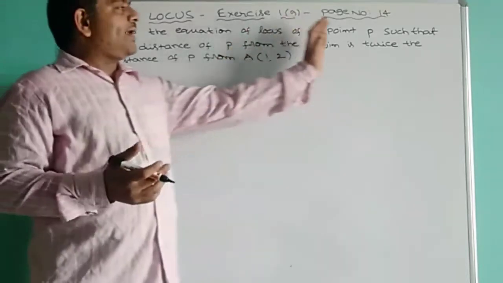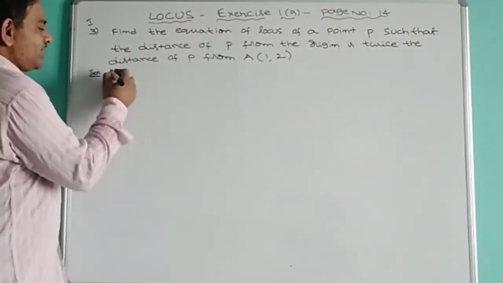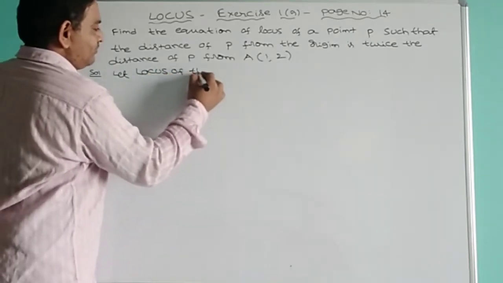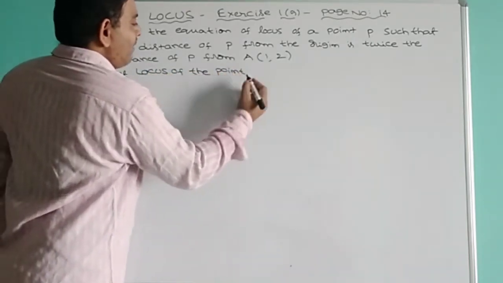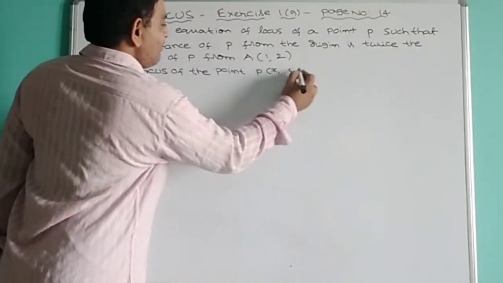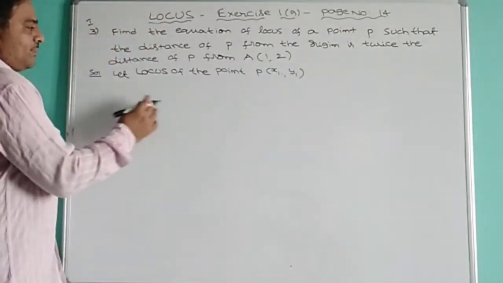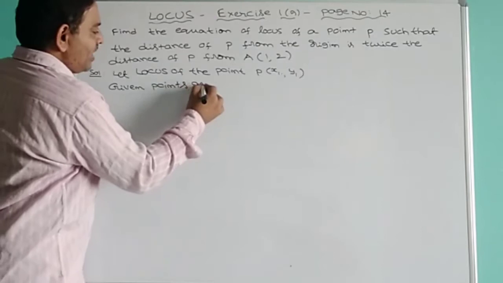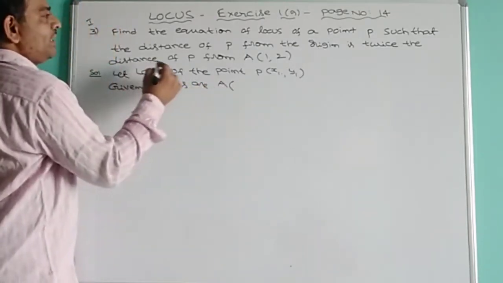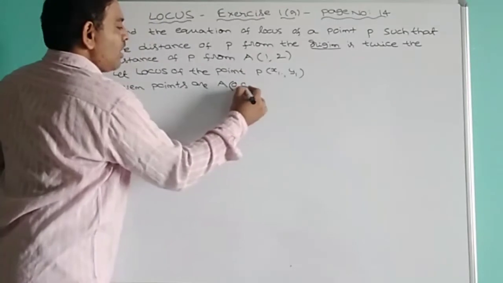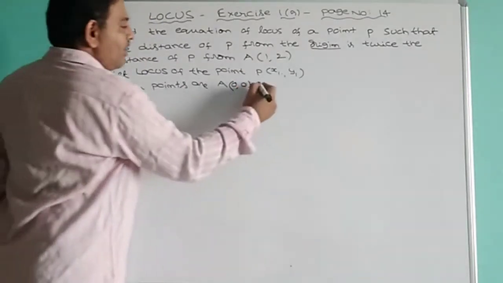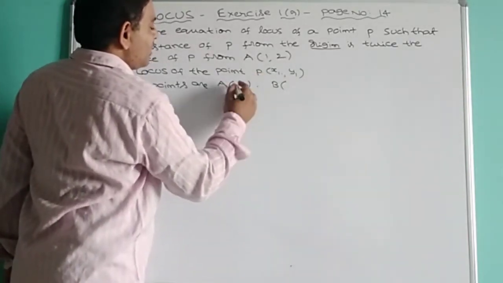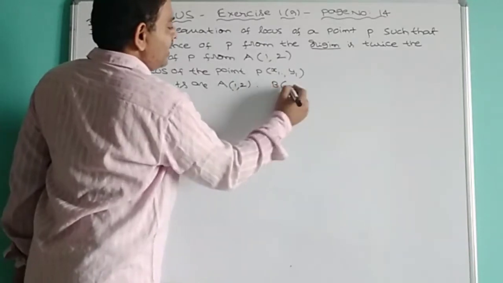Here, one locus of a point P is there. I don't know that locus of point. So what do you write as the first step? Let the locus of the point be P(x1, y1). Next step, what are the given points? One point is the origin, (0, 0). The other point is A(1, 2), already given.